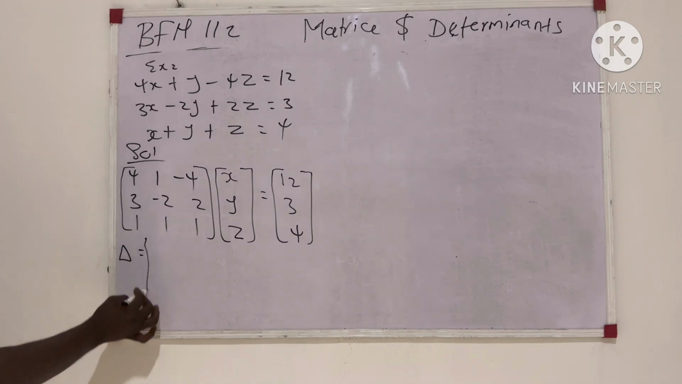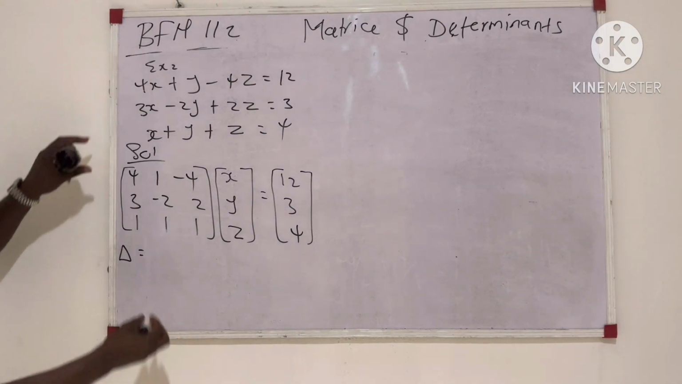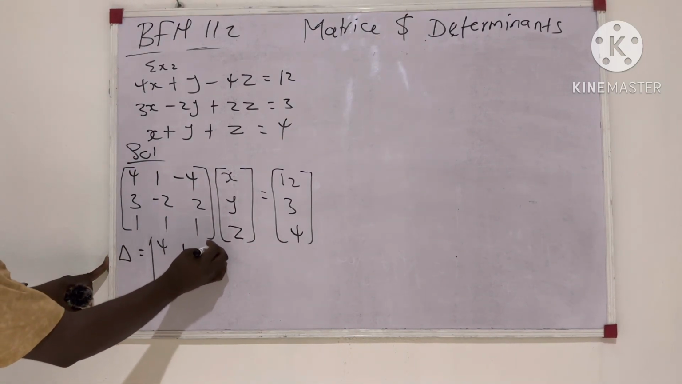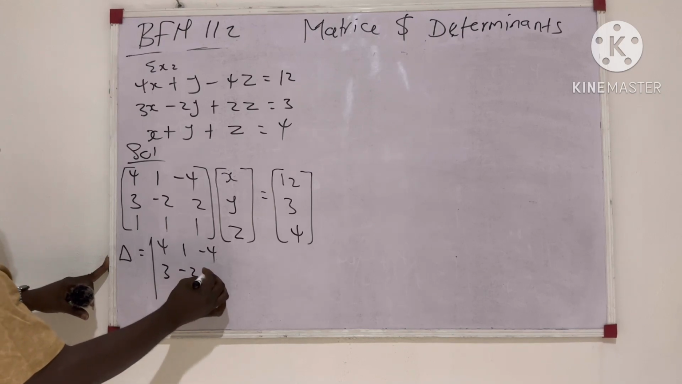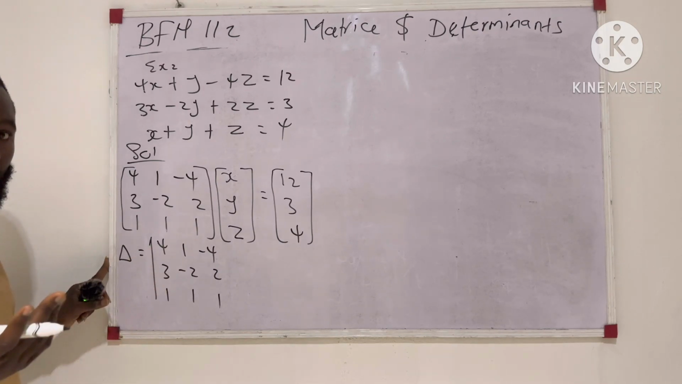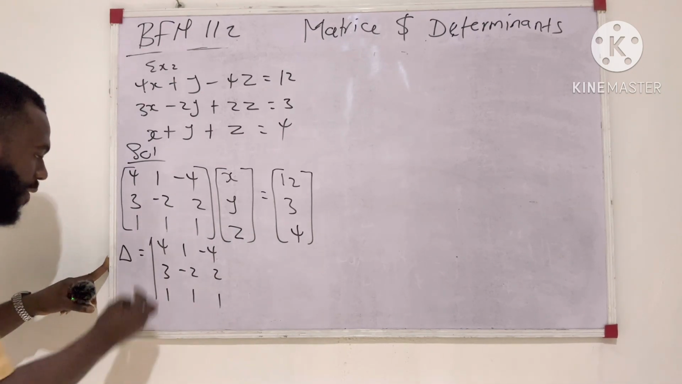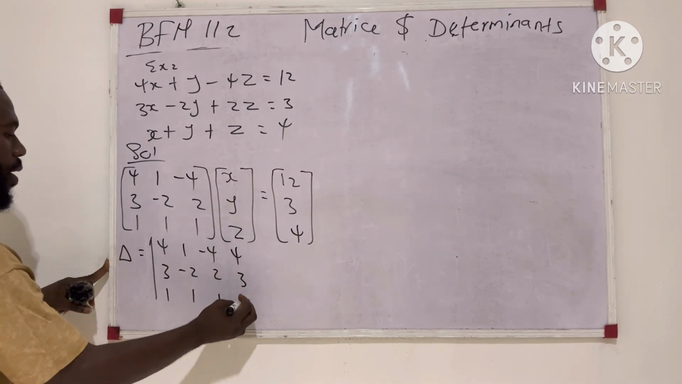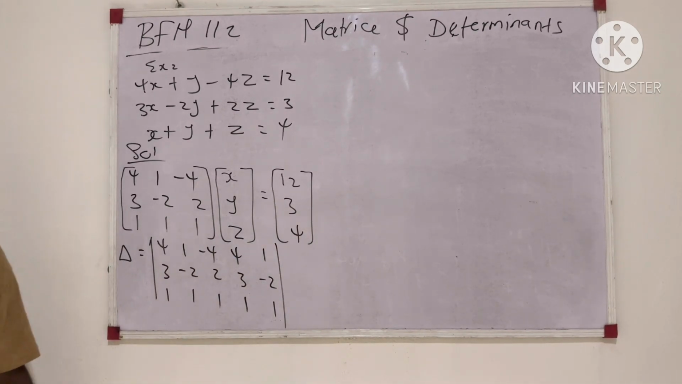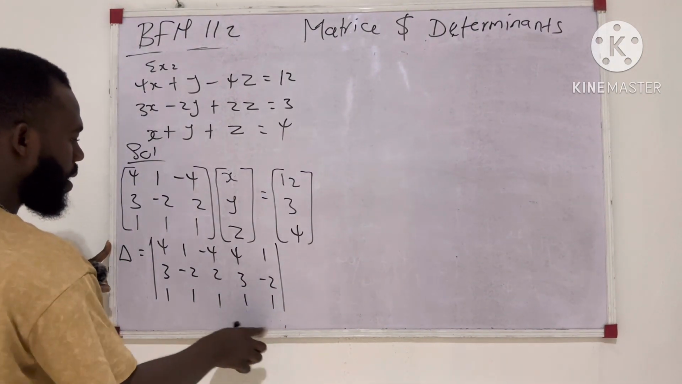Now, change becomes the determinant of, tell me, 4, 1, minus 4, 3, minus 2, 2, 1, 1, 1. I gave you a shorter way of solving the determinant by rewriting the first two columns here. So here becomes 4, 3, 1, and here becomes 1, minus 2, 1. So let's close. Now, without wasting time, let us solve.